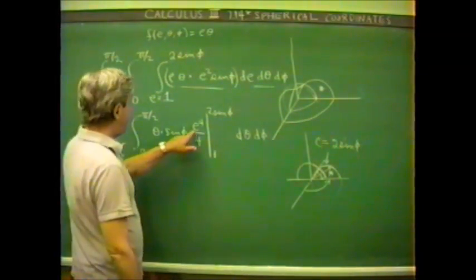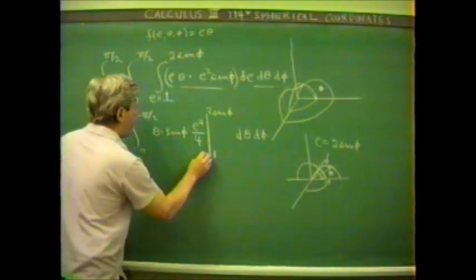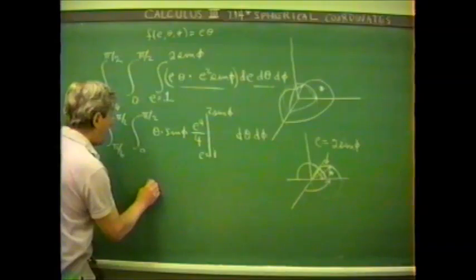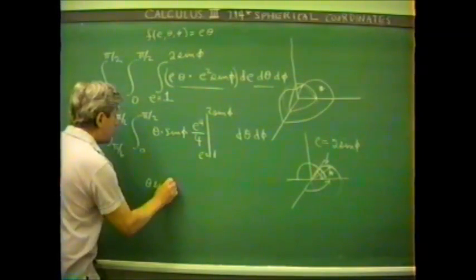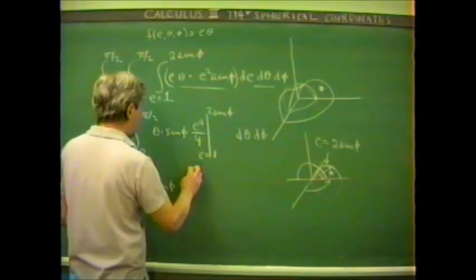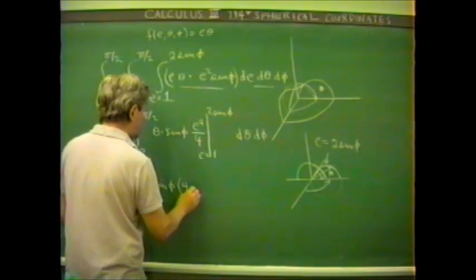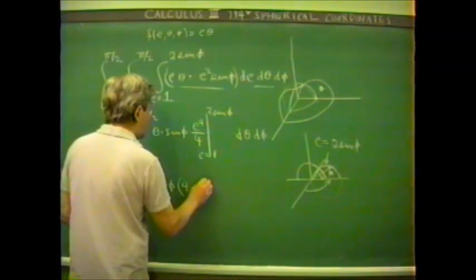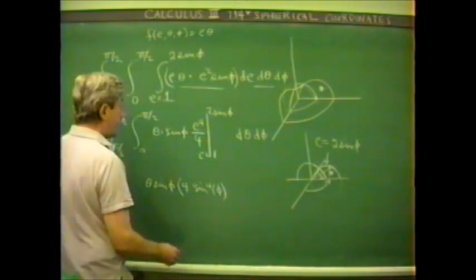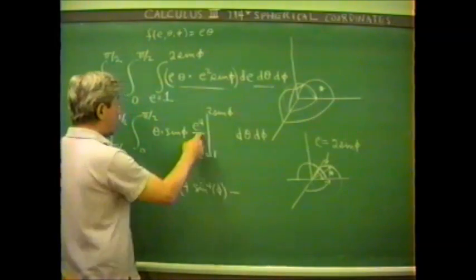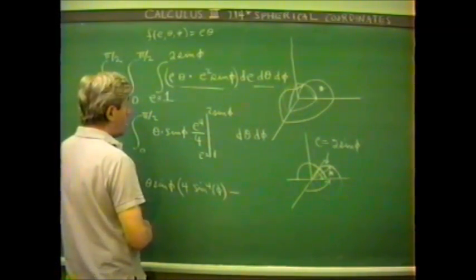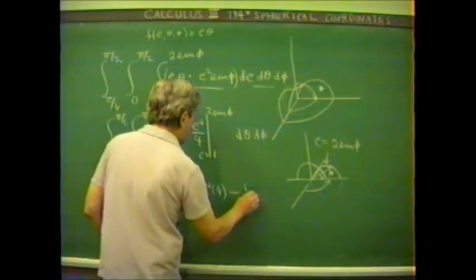Right? So here we take this and evaluate it from rho equals 1 to rho equals 2 sine phi. We're going to have theta sine phi. Now we've got 2 to the 4th, or 16 over 4, so this is going to be 4 sine to the 4th of phi, right, minus, at 1, 1 to the 4th over 4, so minus a quarter.